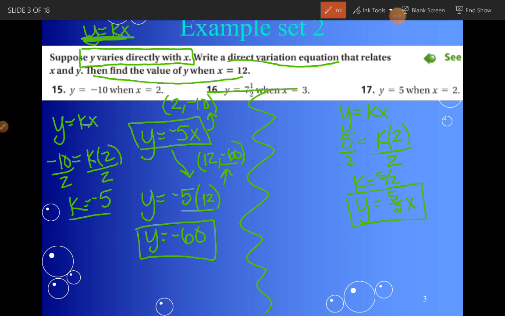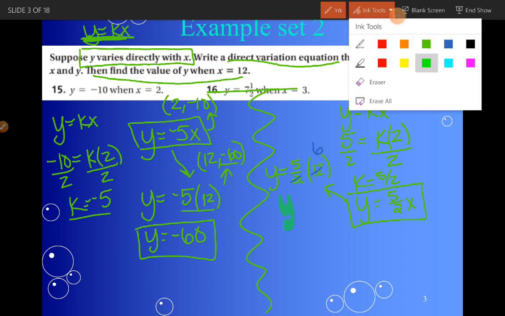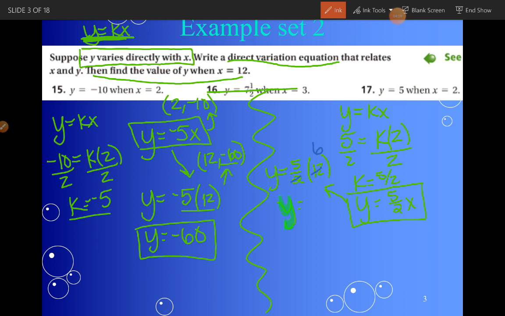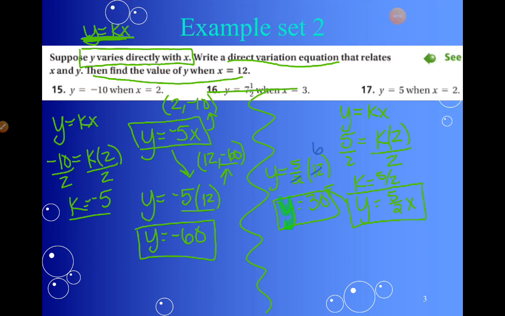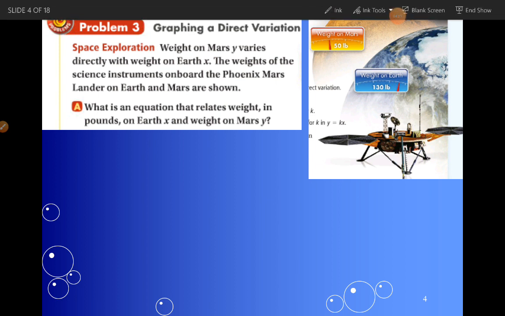So then we use this equation to find the value when x is equal to 12. So y is equal to 5/2 times 12. The 2 and the 12 cancel, so I get y is equal to 30. Those are the simple ones. It's not going to get really much harder than this, except for when we have some word problems.